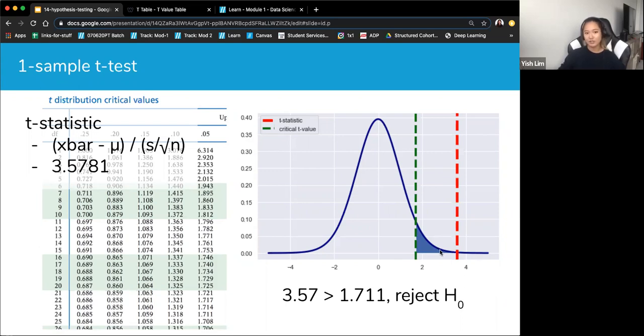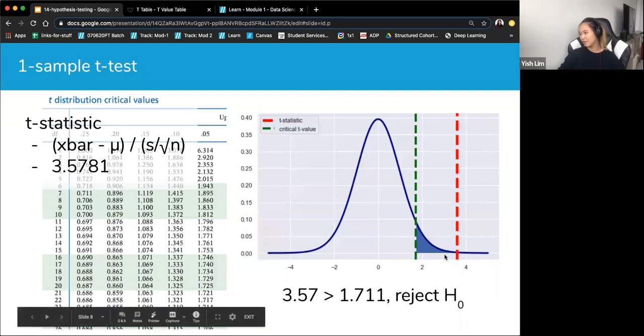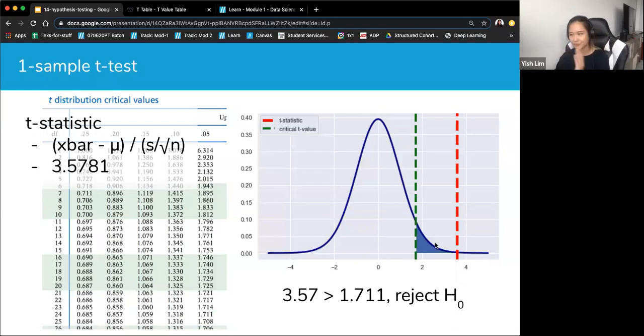If you want a stricter test, you would set a lower alpha. So let's say you do 0.01. This green line would be shifted to the right, such that the blue area is 0.01. That way, it's even harder to reject the null hypothesis. The chances of getting your red line to the right of the green line get lower as the green line keeps moving to the right.